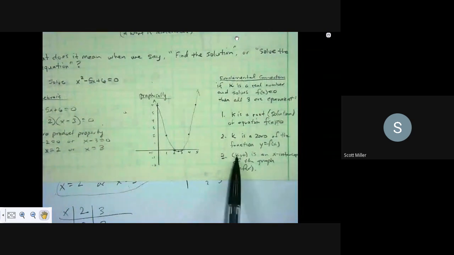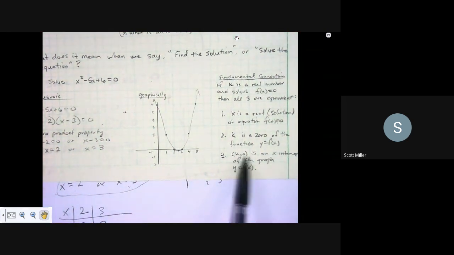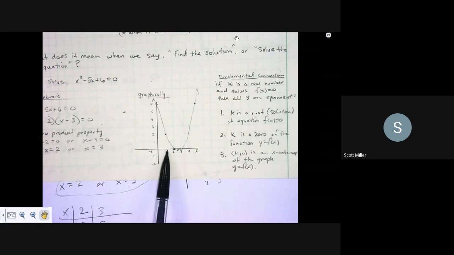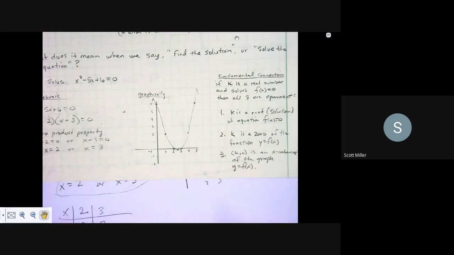And (k, 0) in point format is the x-intercept of the graph. You see how everything is connected here? That's the major thing that you need to understand. So when you solved this quadratic equation, you found these numbers. Those numbers were the x-intercepts of the graph, but they're the solutions to the equation.